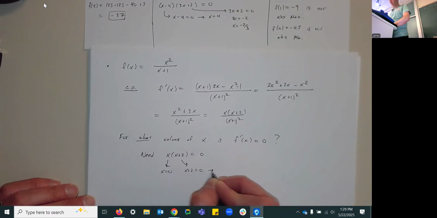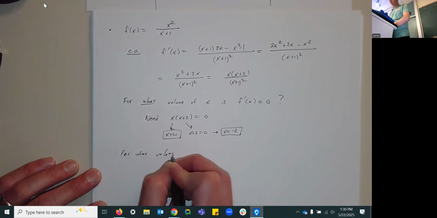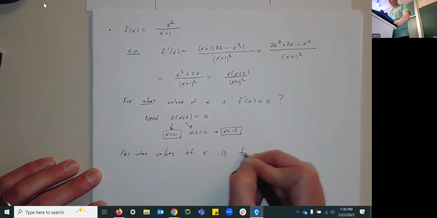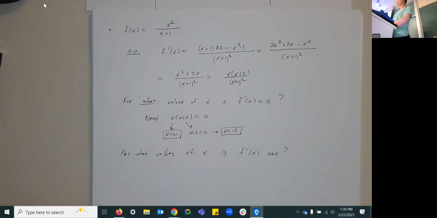And now here's where you encounter a little bit of weirdness. For what values of x is f prime of x undefined? Everybody, what makes this derivative undefined? We want 0 in the denominator, which means we need x equal to be -1. Okay, now here's the bad news. X equals -1 is important, especially when we graph this thing. Also, when we talk about where this function is increasing or decreasing. But you know what x equals -1 isn't? It's not a critical point.